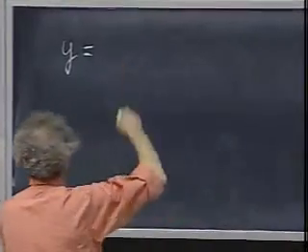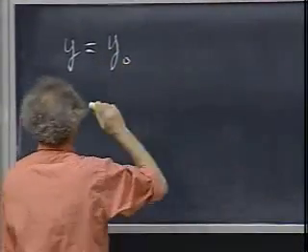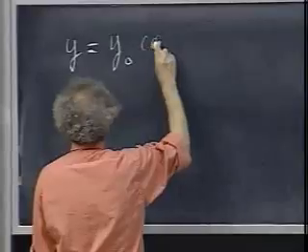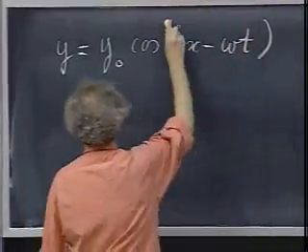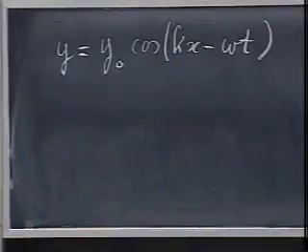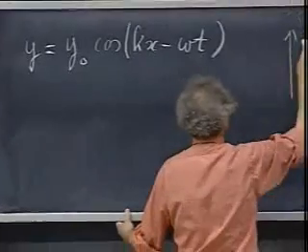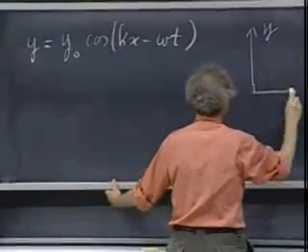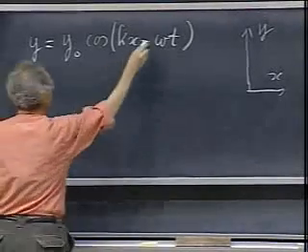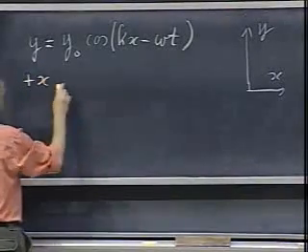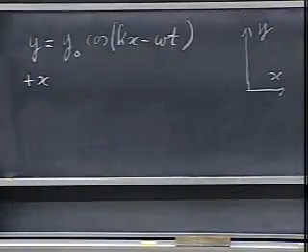I have a string that oscillates in the y direction, and let's say it propagates in the x direction: y0 cosine kx minus omega t. When I see this traveling wave, I see immediately that it goes into the plus x direction, because I have a minus sign here that tells me the plus x direction.